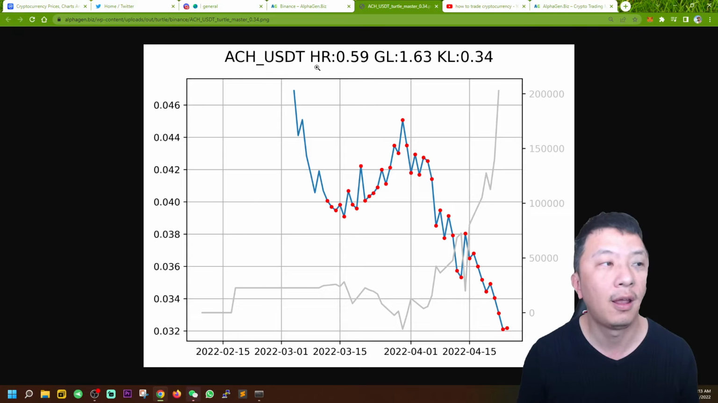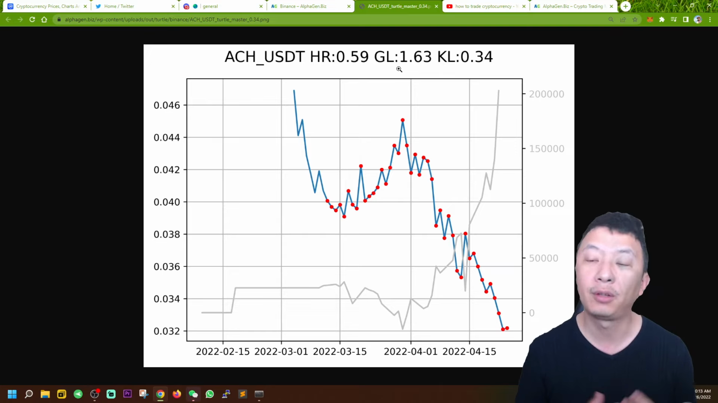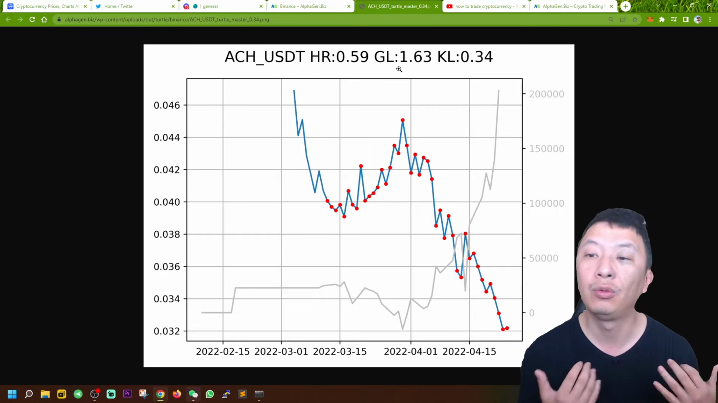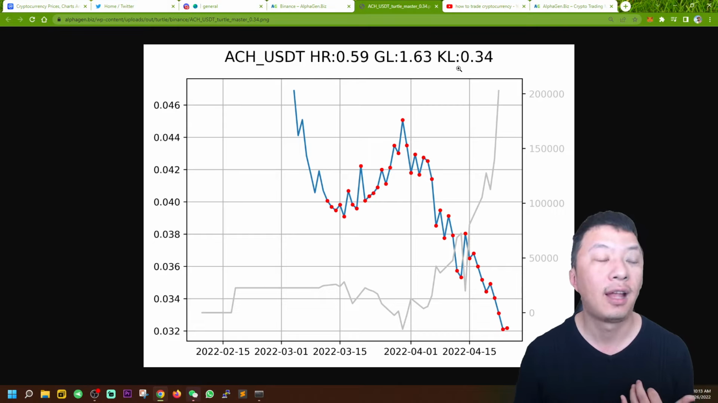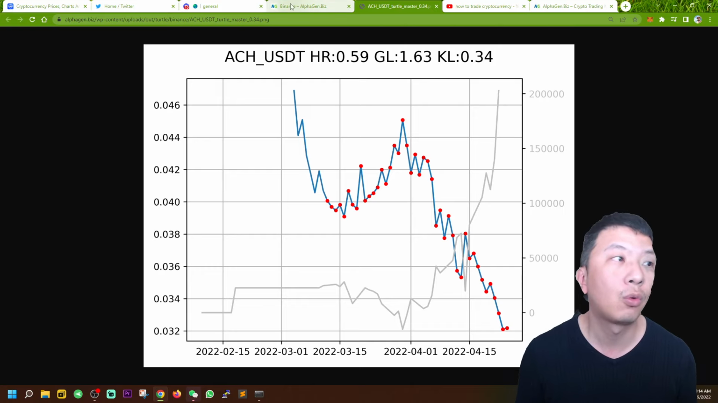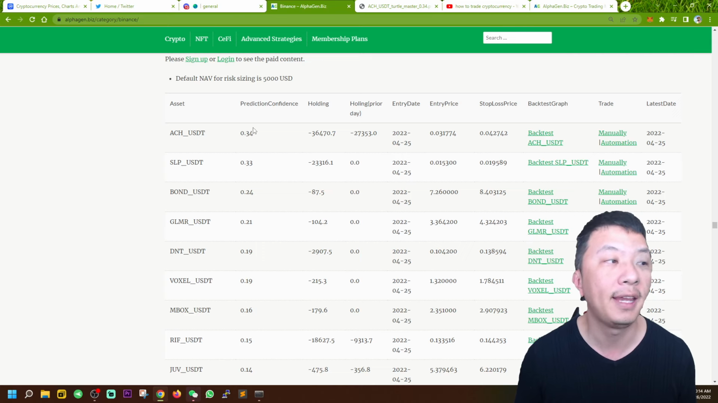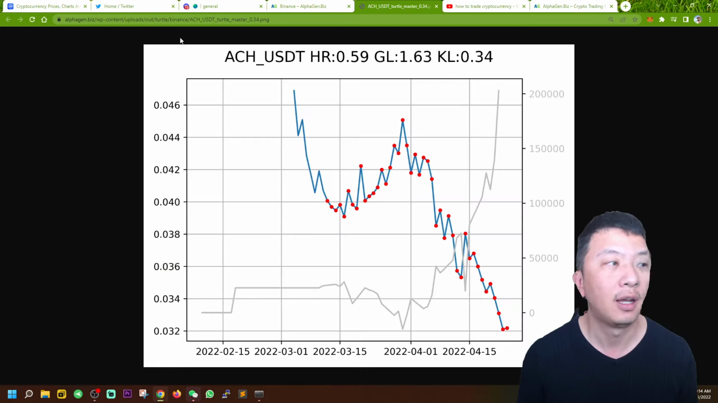Hit rate is about how many of the trades are correctly predicted. Gain loss ratio is about when you are right about the trading direction, how much money you expect to make on average compared to when you are wrong, losing and cutting the loss. And the last is the Kelly formula, which is another prediction confidence score here. You can think of it just like the prediction confidence I showed you a bit earlier. So this is more like an explanation of the prediction confidence in another way.